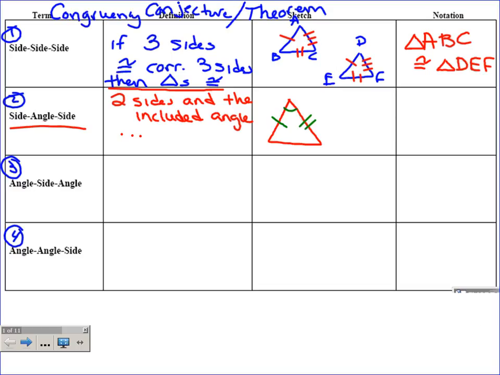Okay, so that's the first triangle. Then we have a second triangle. I'm going to actually turn it sideways so you can see that sometimes this happens. And all of a sudden we have this side, this angle, and then this side right there. Those two triangles would be congruent, even though they don't look exactly the same. One of them's turned sideways, it's kind of flipped around.